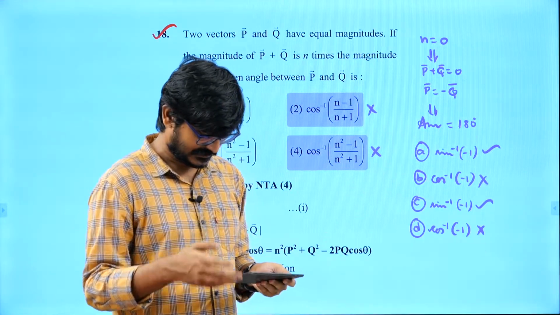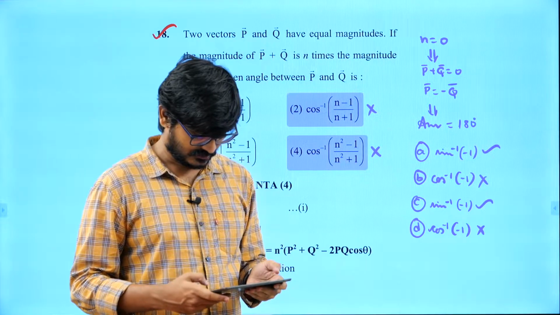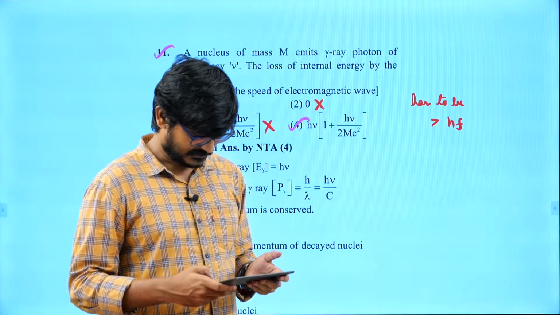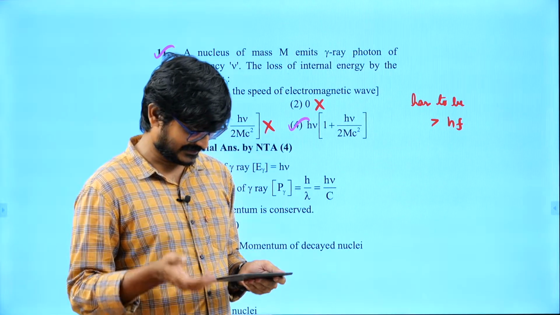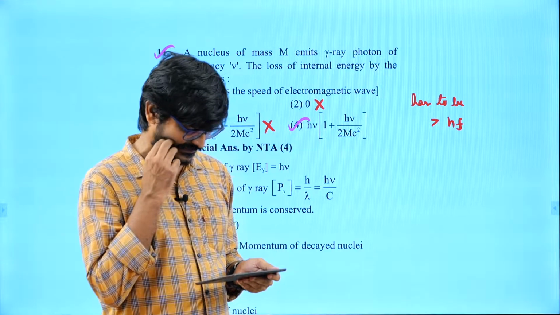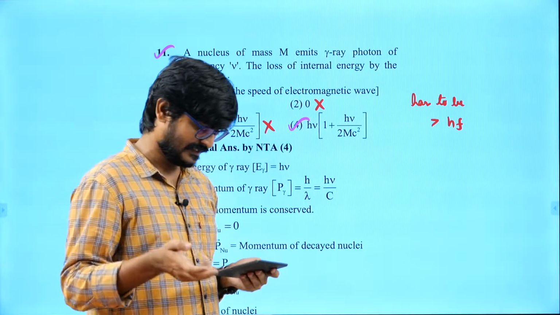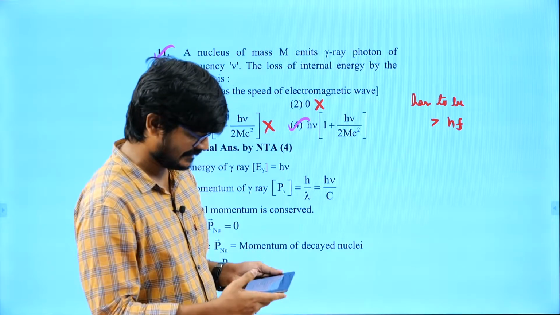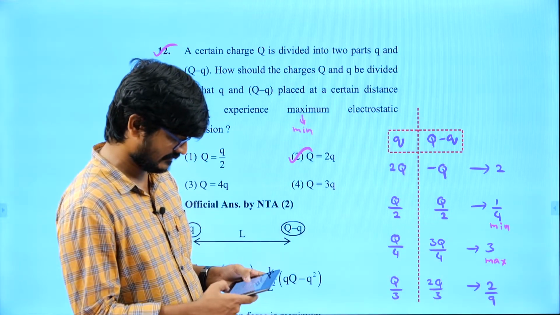Now next one, I have checked what happens when n equal to 0, and I could eliminate two options. Next one, I used some information. What I know is that the energy has to be greater than hf, so only one option is greater than hf.